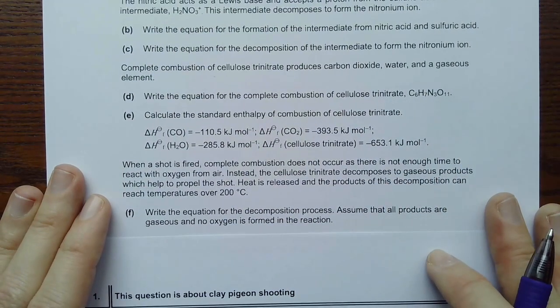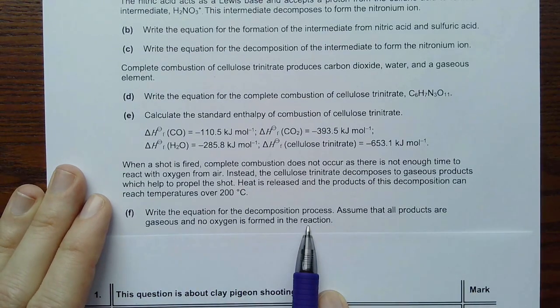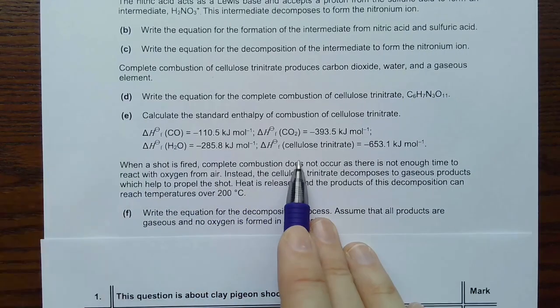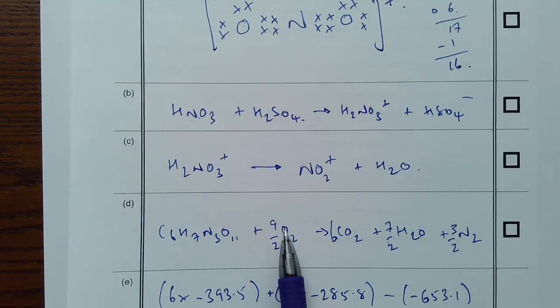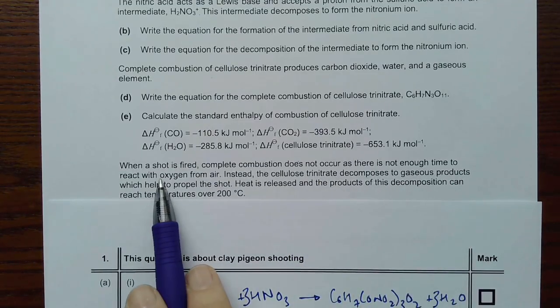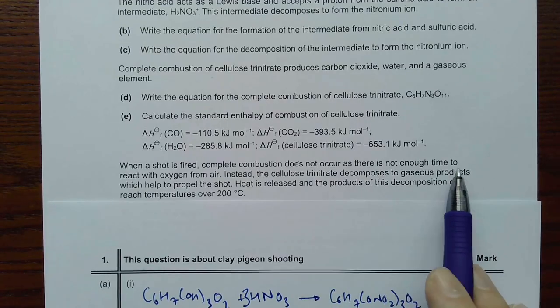So now we go to F. Write the equation for the decomposition process. Assume that all products are gaseous and no oxygen is formed in the reaction. So let's just double check what's happening here. When a shot is fired, complete combustion does not occur. So we've just done the complete combustion here. So it's saying that we do not do complete combustion as there is not enough time for it to react with oxygen from the air. Instead, it decomposes to gaseous products.